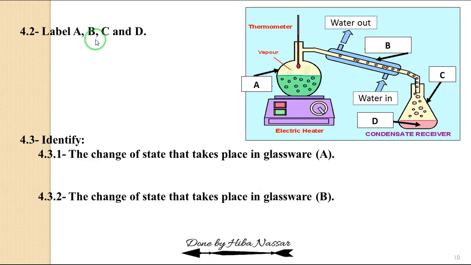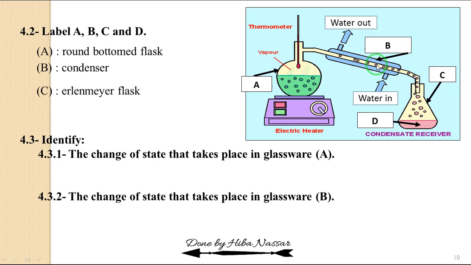4.2, label capital letters A, B, C and D. For capital letter A, it's the round bottomed flask. Capital letter B, it's the condenser. Capital letter C, it's the Erlenmeyer flask. And capital letter D, it's the distillate which is collected inside the receiving Erlenmeyer flask.